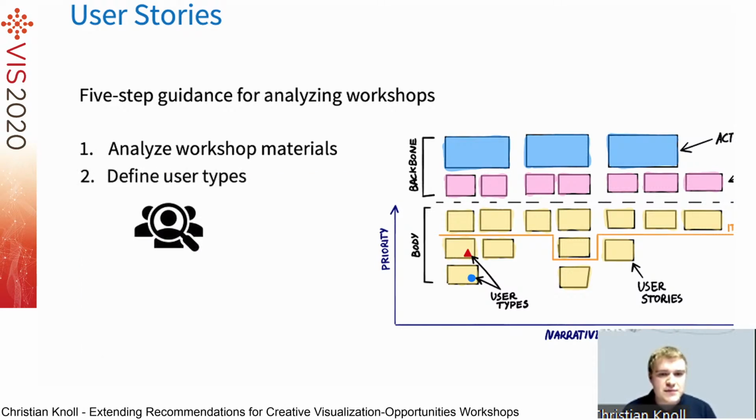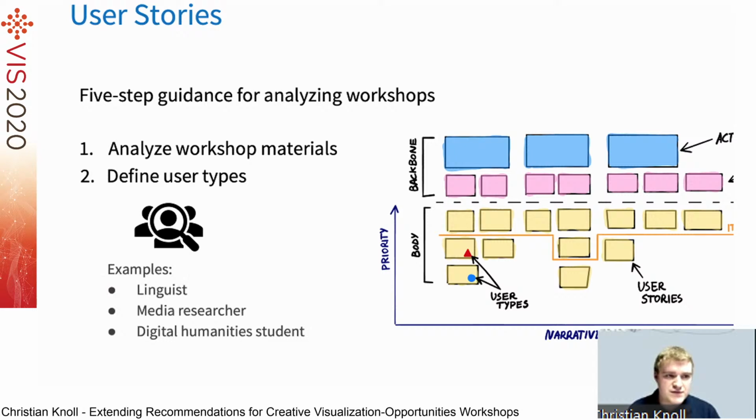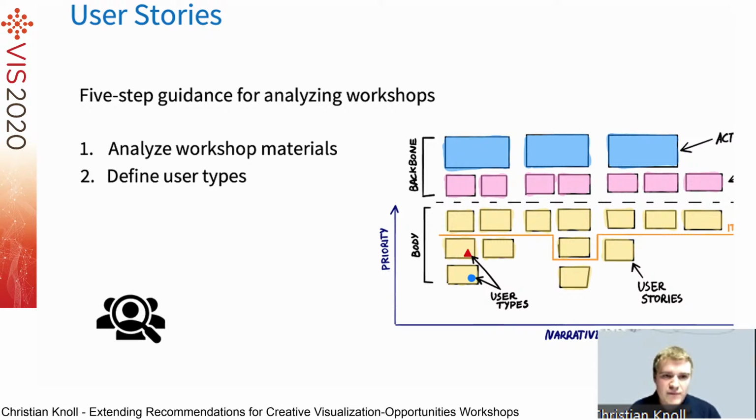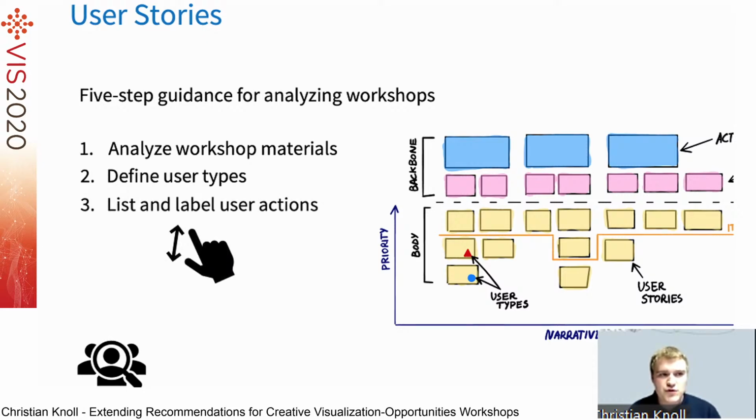And in the second step, primary target user types are defined by using the analyzed workshop materials. Finding these user types can be achieved by going through the collected materials, such as sticky notes and storyboards, and grouping them based on the profile and background of the participants. At this stage, considering the diverse set of people the tool is going to be designed for is really important. In one of the workshops, for instance, we identified the following target user types: linguist, media researcher, and digital humanities student.